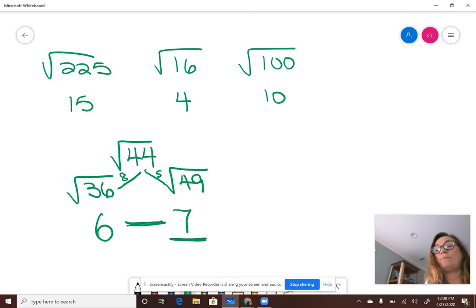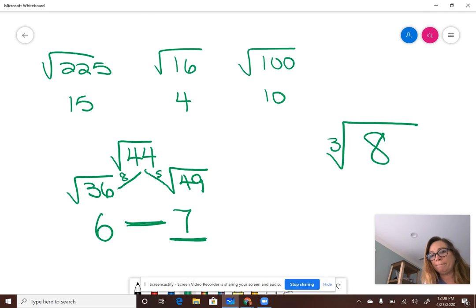Okay? One of the other questions was asking for the cube root of 8. Now this little tiny number that goes inside, I call it the hook. That tells you what root they're looking for. You don't see that number on the square root above. And if you don't see the number, it's always a 2, which means square root. A 3 means cube root.